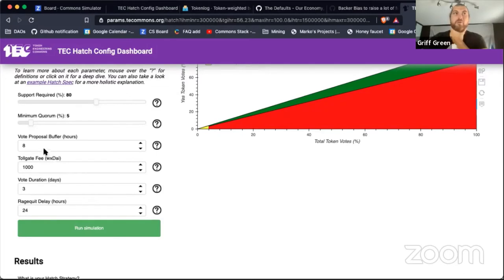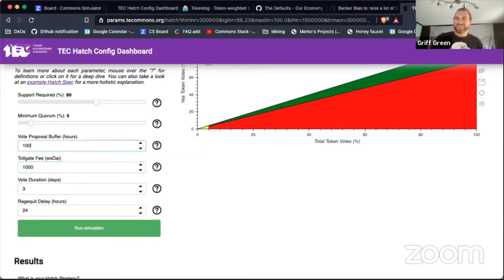Andrea was suggesting 5,000. What really matters is what your vote proposal buffer is, and then what is the cost, and how much do you think you're going to raise? Because it's like, how much money is someone willing to pay to delay the DAO's decision-making process for lulls, right? Like if the vote proposal buffer is like 10,000 hours, then a $1,000 fee is super small, because for $1,000 you can delay the DAO for like 4 years.